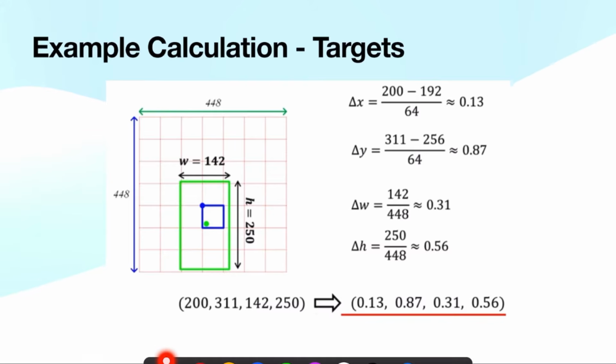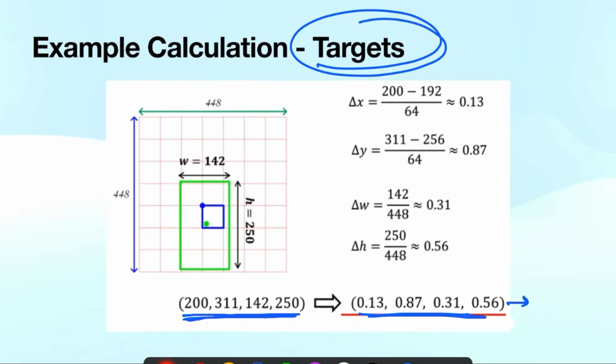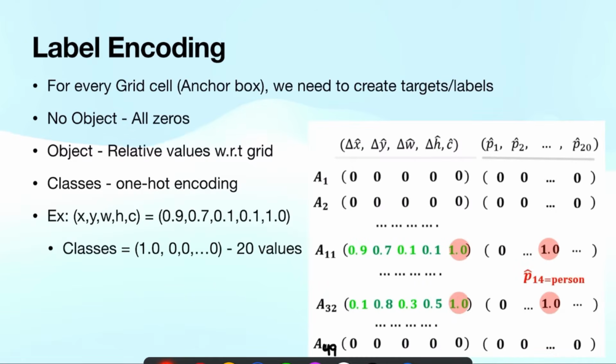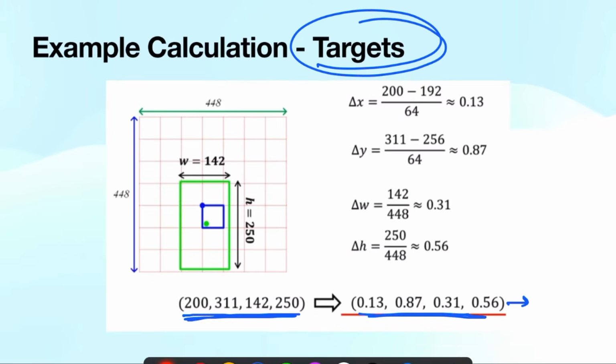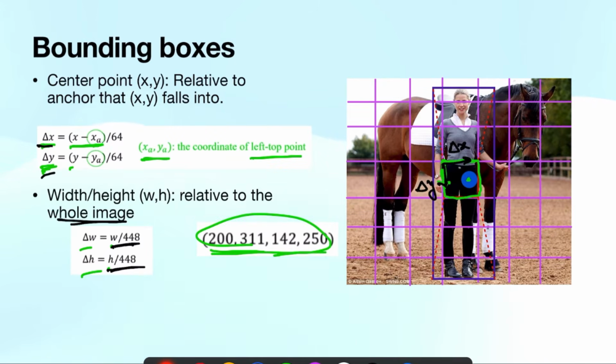If you see what we have done, we have converted the original ground truth values, which are absolute values, into relative values with respect to this grid cell. These are my targets. Now this is for one grid cell. We calculate this in the same way for all the grid cells. Some grid cells might not have any object, right? If you consider the previous example, only 2 grid cells have objects. All others don't have any object.